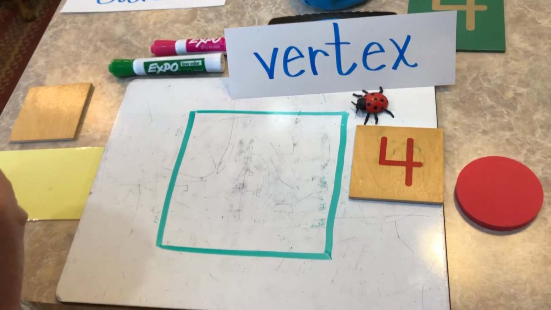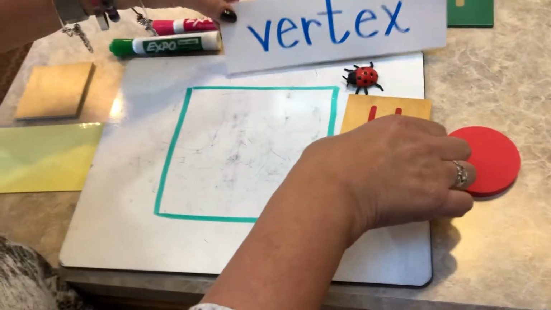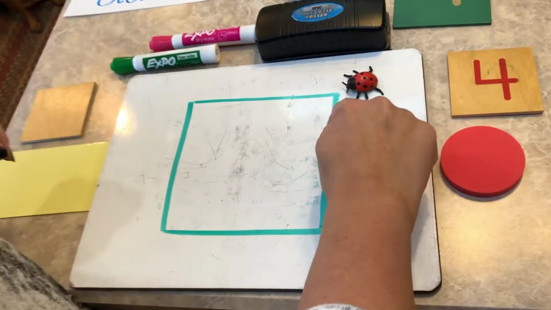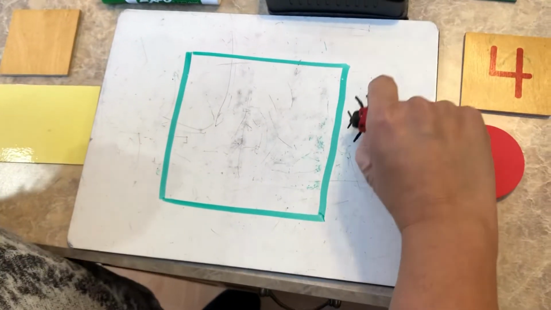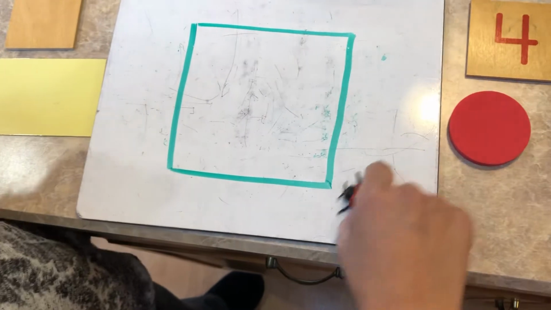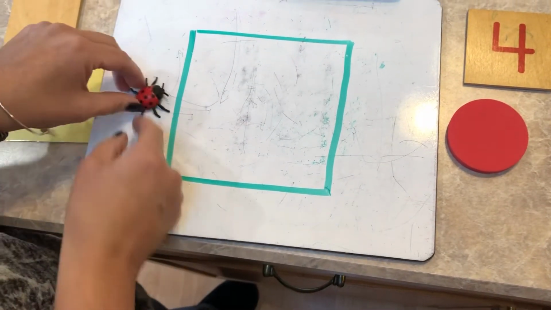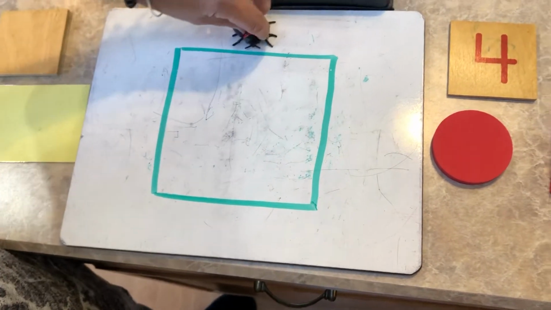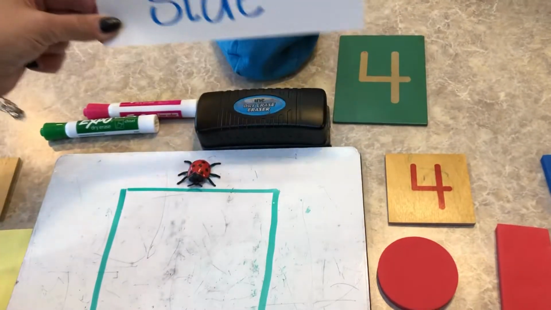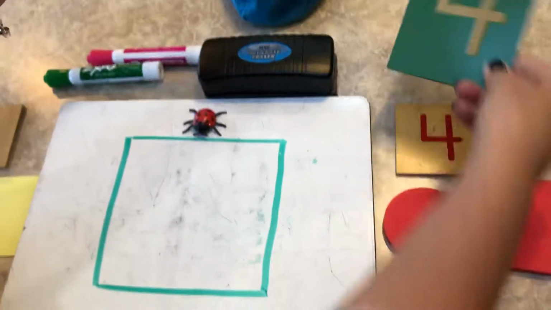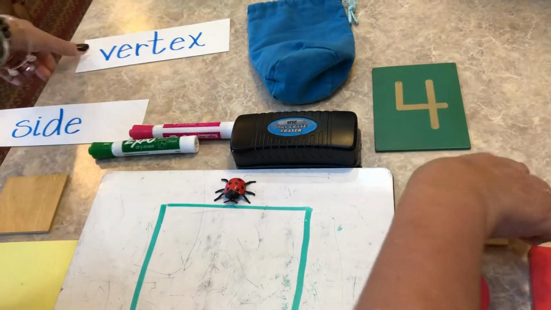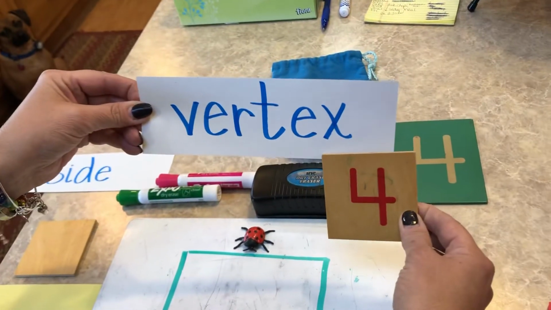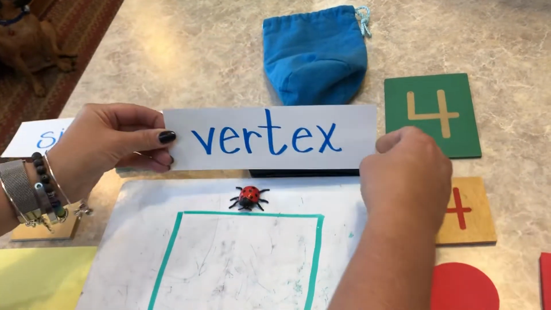Now, the other part of our square that's not the corner is a long straight line. Let's have the ladybug count these. 1, 2, 3, 4. Boys and girls, you know this word, side. So our square has 4 straight equal sides and 4 corners or vertices.